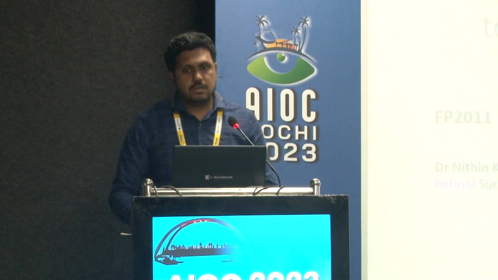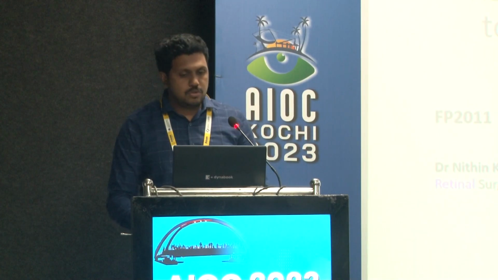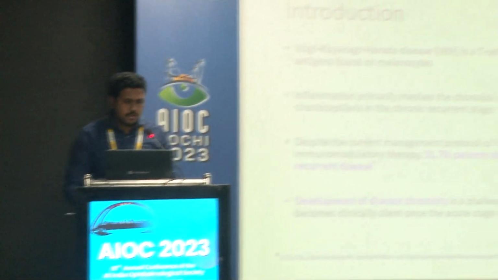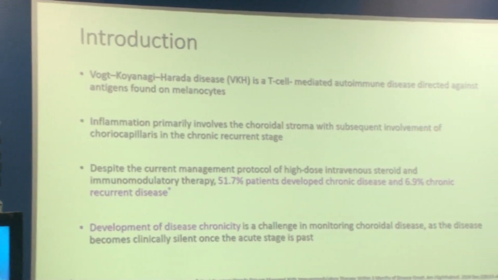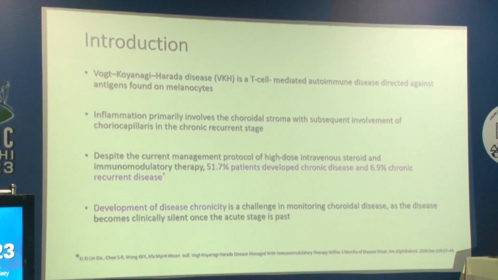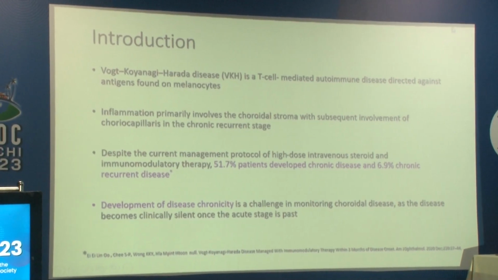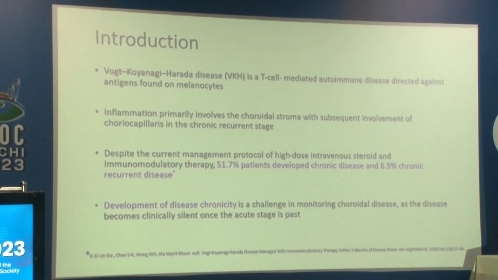Good afternoon, everyone. The role of OCT angiography as a prognostic tool in Vogt-Koyanagi-Harada disease. I'm Dr. Nitin Keshav Srinivasan. VKH is a T-cell mediated autoimmune disease directed against antigens found on the melanocytes. The inflammation primarily involves the choroidal stroma with subsequent involvement of the choriocapillaris in the chronic recurrent stage.